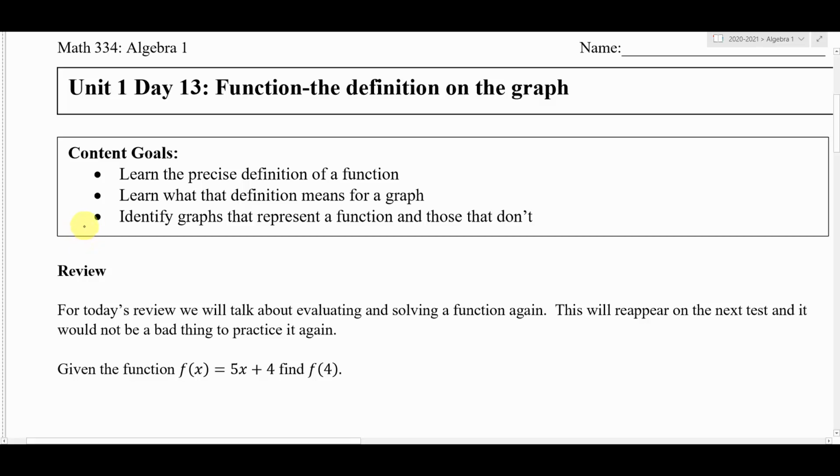Hey everyone, welcome to Unit 1, Day 13. Today we're going to be talking about the function, its definition, and what it means for a graph.